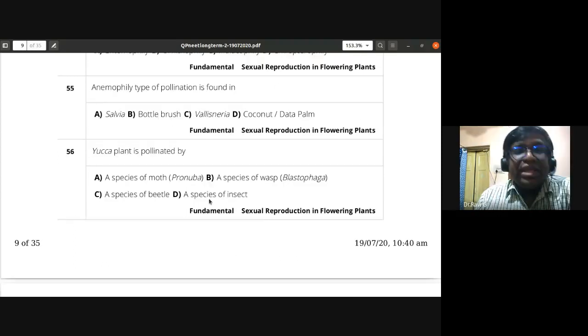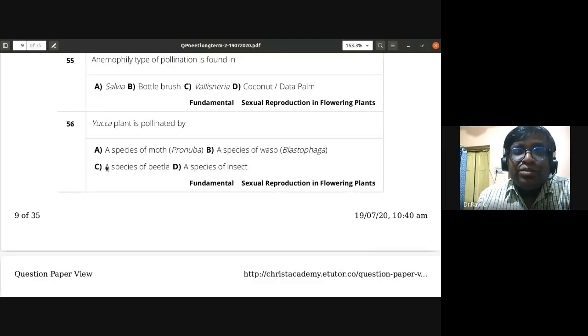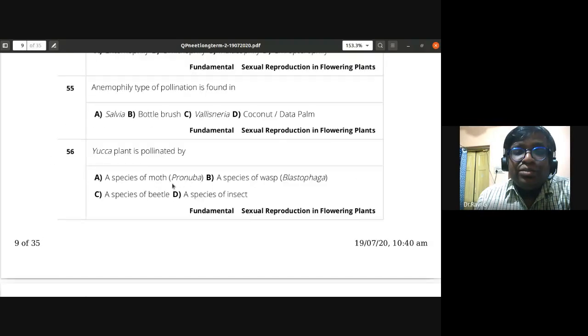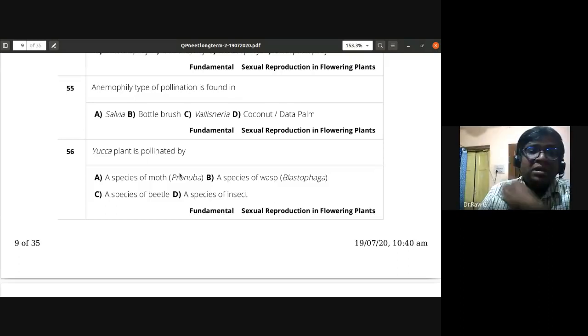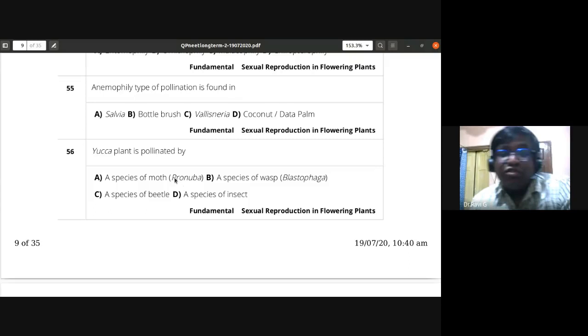56, yucca plant is pollinated by a species of moth, Pronuba. A is the answer. Yucca plant is pollinated by a species of moth, Pronuba, where they lay their eggs within the ovary and the larvae develop within the fruit. So both of them coexist. They cannot live without each other. Symbiosis you can notice in yucca plant and the species of moth, Pronuba.